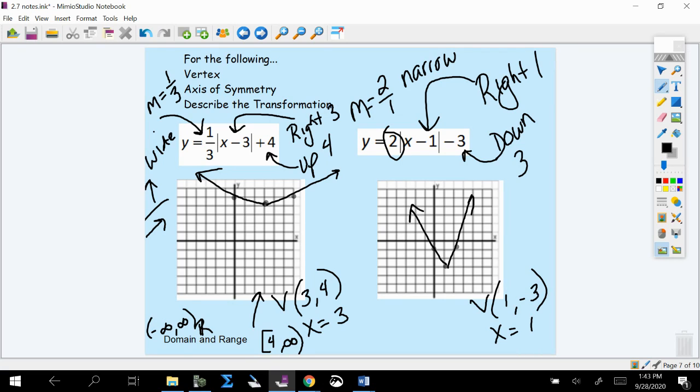I'm not going to ask a bunch of things about domain and range, but I did want to mention that you can write it as an interval. Your domain will always be everything, all real numbers, all the way to the left, because it extends in both directions, left and right forever, but your range is limited.